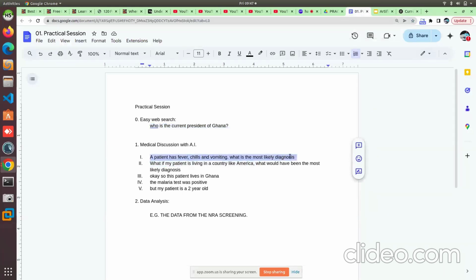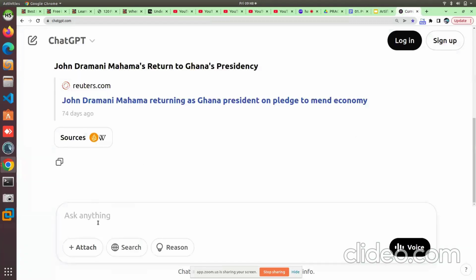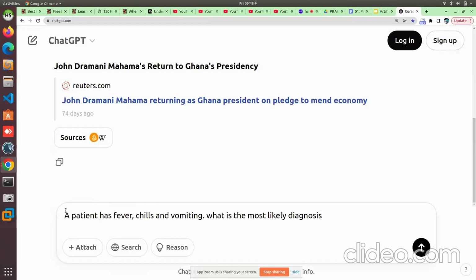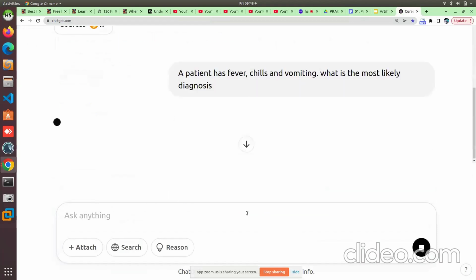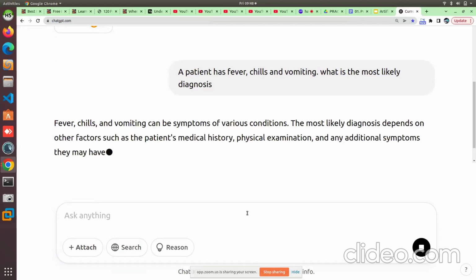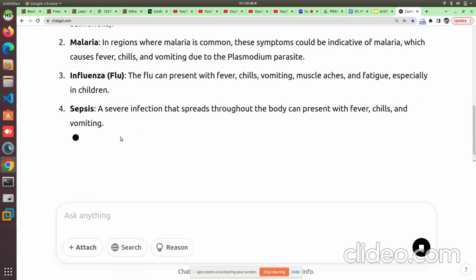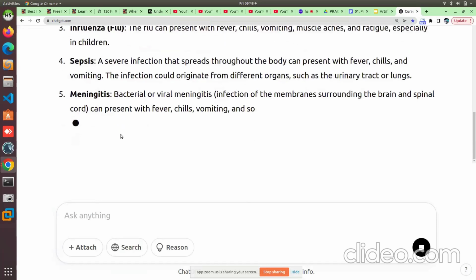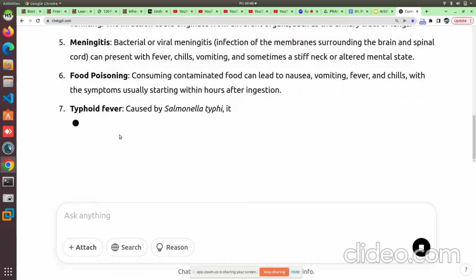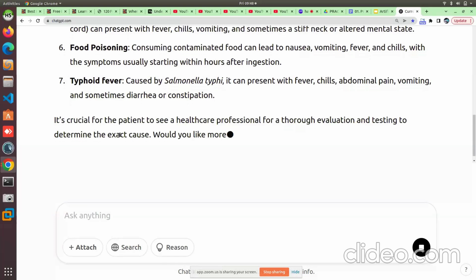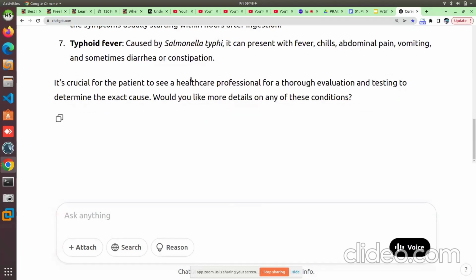I'm going to ask it a question. The question says, the patient has fever, chills, and vomiting. What's the most likely diagnosis? So I'm pasting the question in the text box here. It says fever, chills, and vomiting can be symptoms of various conditions, most likely gastroenteritis, malaria, influenza, sepsis, meningitis. So it's just spewing out the information for you. And it says it's crucial for the patient to see a healthcare professional, and so on.